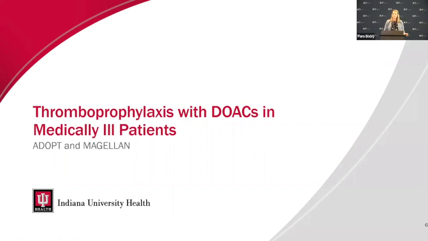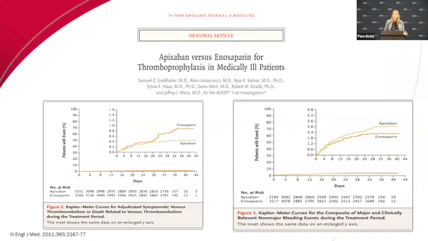So we'll start with thromboprophylaxis with DOACs in medically ill patients. And the two big randomized control trials that I wanted to talk about were the ADOPT and Magellan studies. So we'll start with the ADOPT trial, which was Apixaban versus Enoxaparin for thromboprophylaxis in medically ill patients. So this was Apixaban 2.5 milligrams twice a day for 30 days versus Enoxaparin 40 milligrams daily for 10 days, plus or minus 4, so 6 to 14 days. The primary efficacy outcome was any VTE or PE, and then death related to venous thromboembolism. And the primary efficacy outcome was evaluated at day 30. So this was about 4,500 patients.